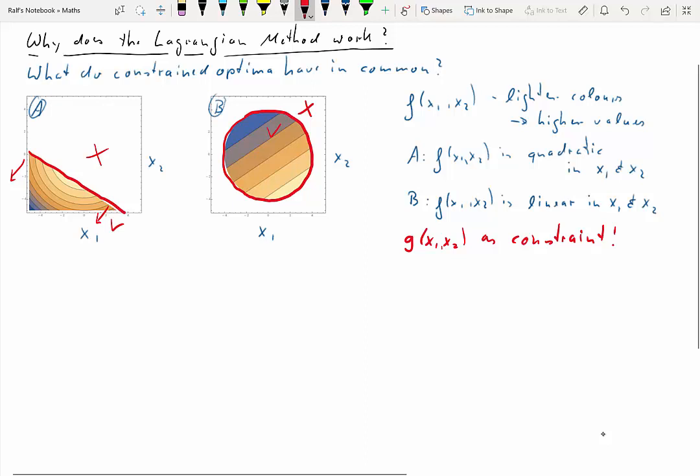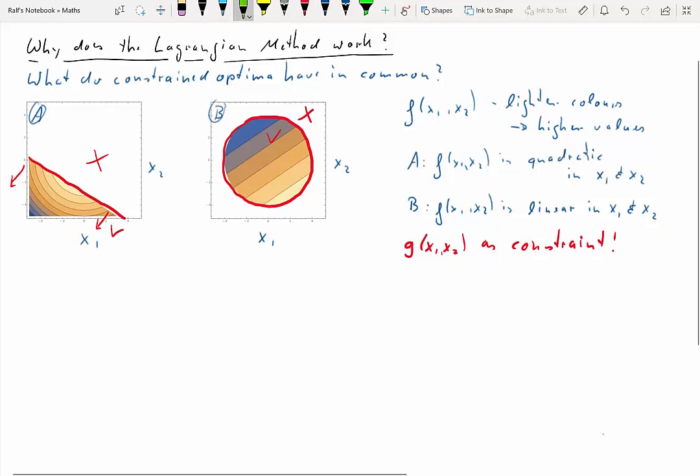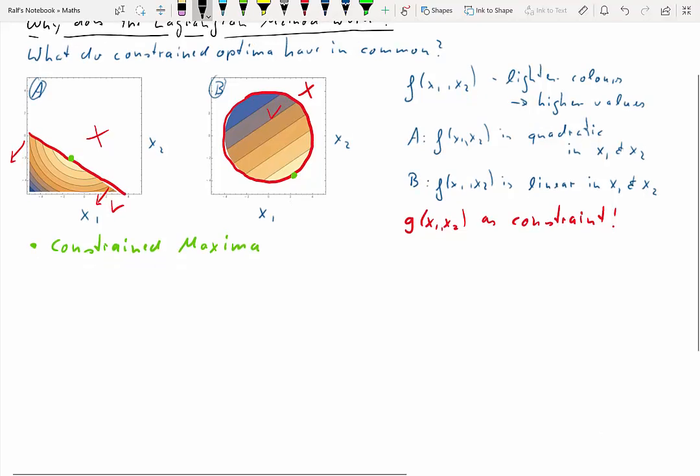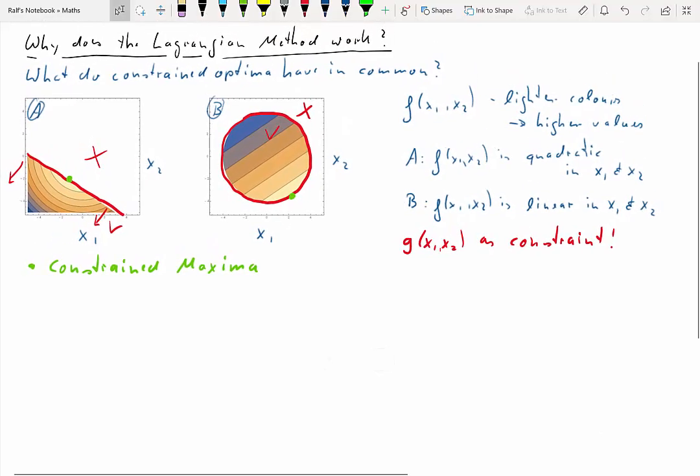These red curves or functions represent the constraint under which we are trying to optimize the function. Let us begin by identifying the constraint maxima graphically. These green points represent the lightest area in our function f which is allowed under the constraint. These are what we call the constraint maxima. And let's go back to this question of what these constraint maxima have in common.